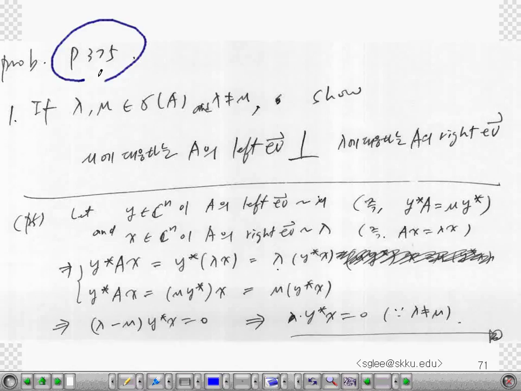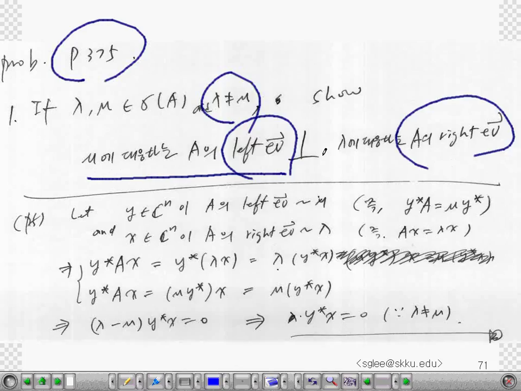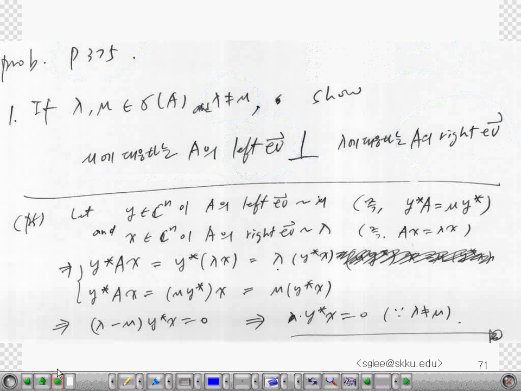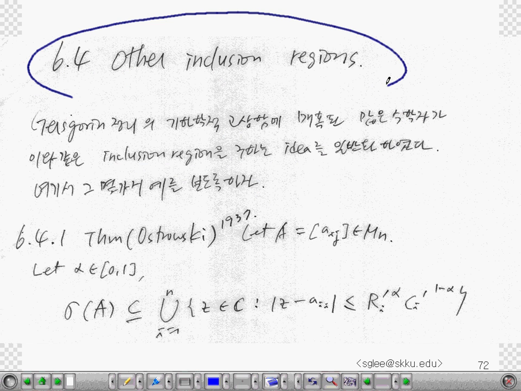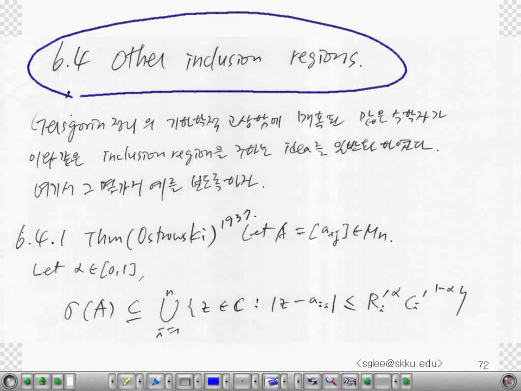Okay, and there are some problems on page 3.375. If the eigenvalues lambda and mu are different, then the left eigenvector and right eigenvector are perpendicular. And this was shown in the previous chapter 1. Actually, we did it before. Yes. And there are other inclusion regions.